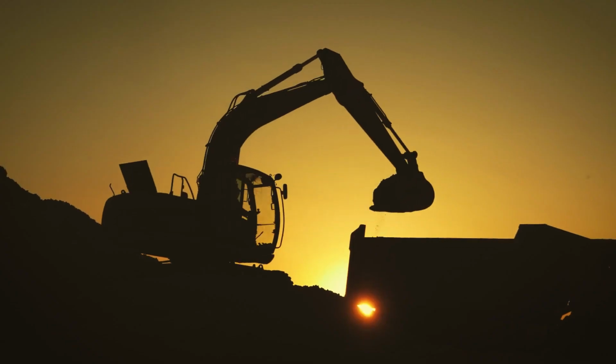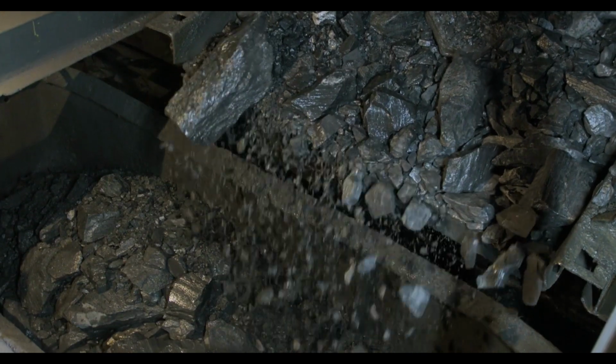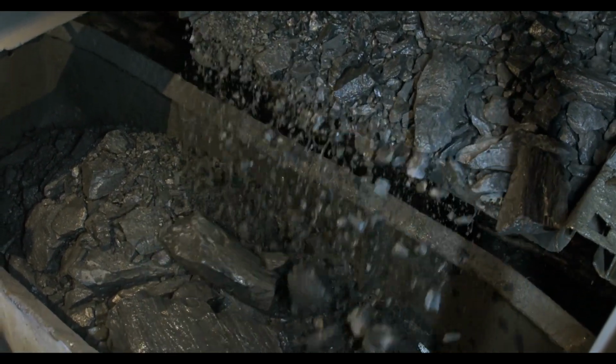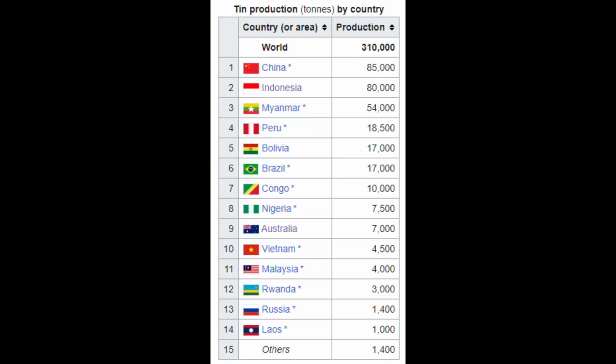You can find tin everywhere in the world, but there are some countries that export the most. The countries that are the biggest exporters of tin in the world are these 14, and China, Indonesia, and Myanmar blow everyone out of the park.